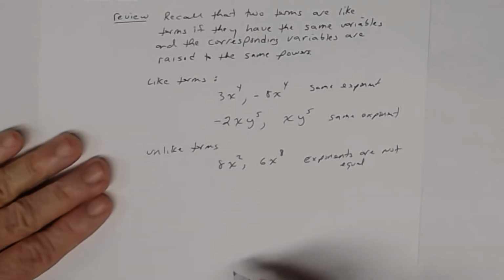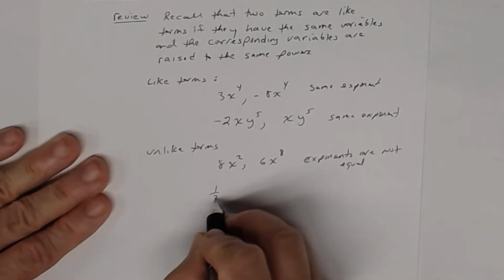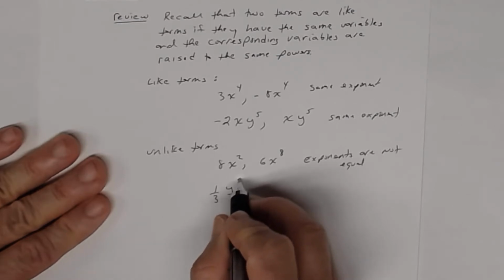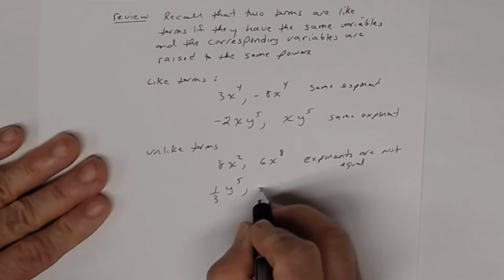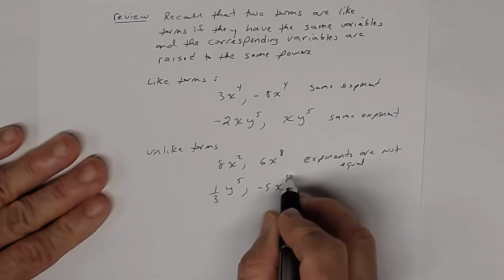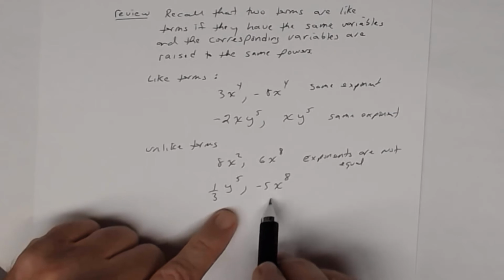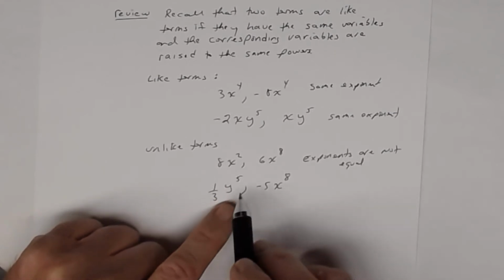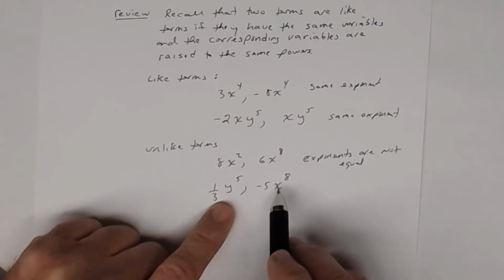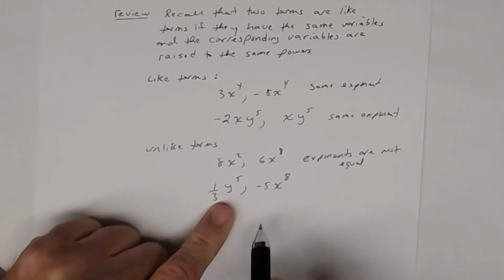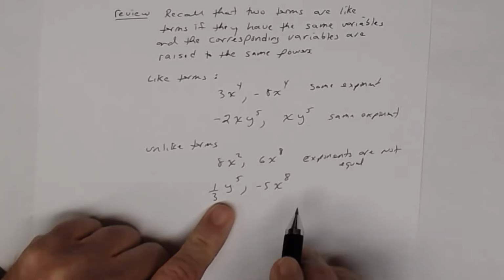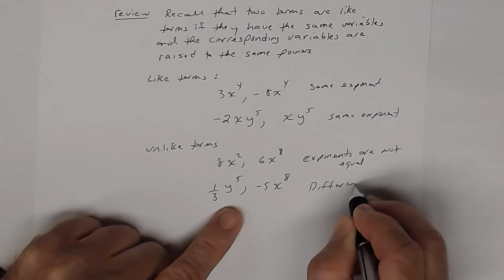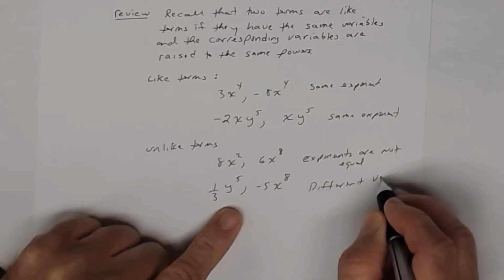All right, another example would be something like this. Let's suppose we had 1/3 y to the fifth power, and then let's say negative 5x to the 8th power. So those are not like terms. For one thing, the variables are not in both. You see a y here, but you don't see a y here. You see an x here, but you don't see an x here. So they don't have the same variables. These are not like terms because they have different variables.